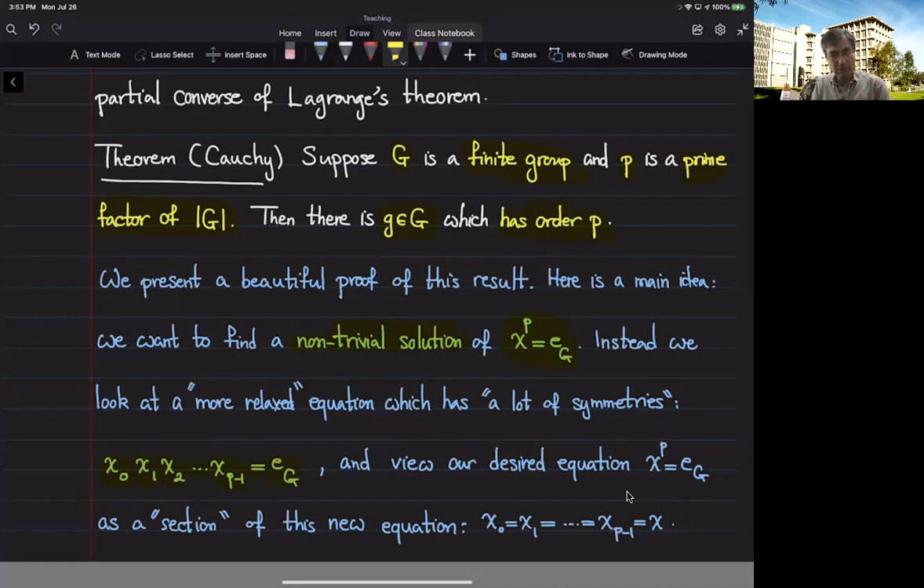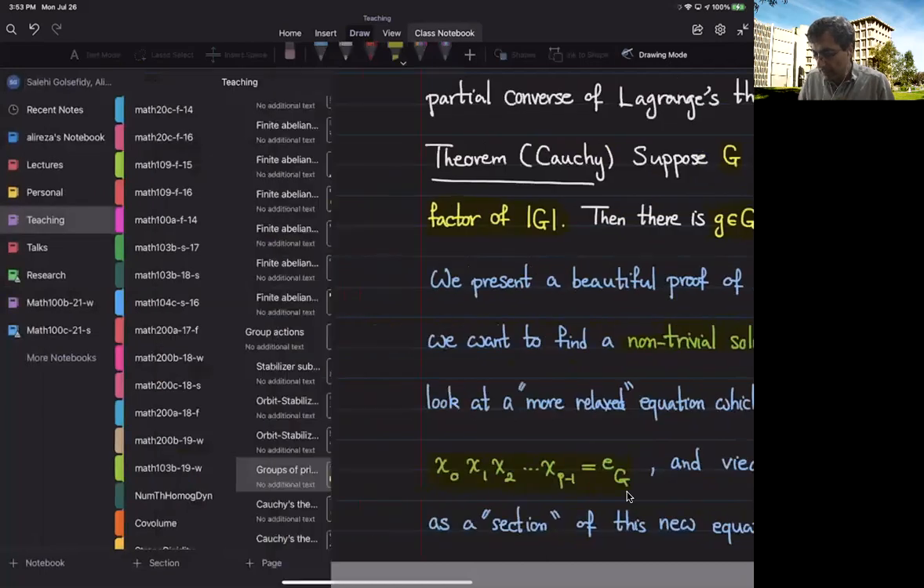So for this new equation, we ask what the solutions are, and then we look at a section of this. What is the section? We are interested in x to the p equal to the neutral element. If I look at those solutions of this equation where x sub 0 is the same as x sub 1, and that is the same as x sub 2, and so on, till we reach x sub p minus 1, and all of them are x, then we end up getting a solution for the desired equation.